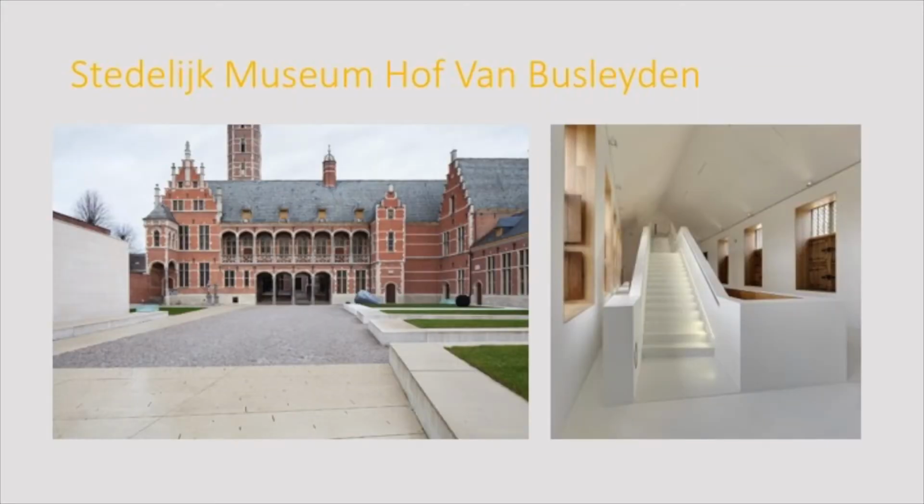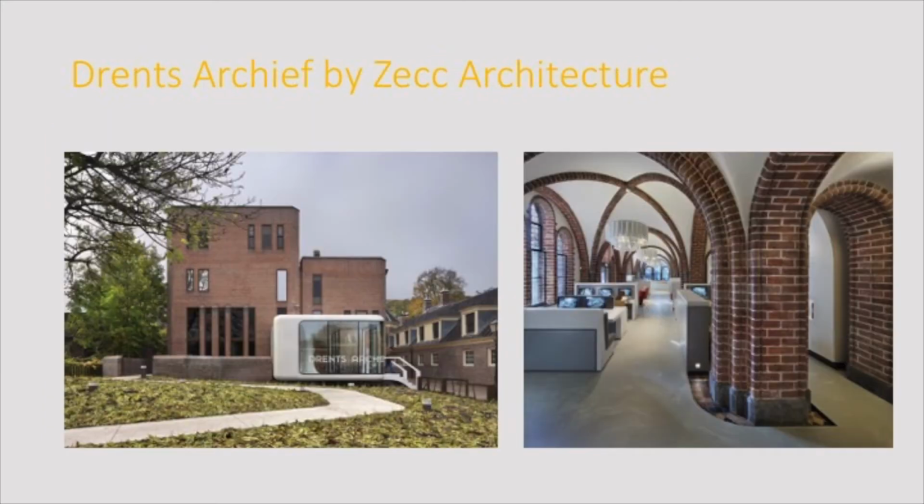The renewal of the Stedelijk Museum Hof van Busleyden started in 2013 in Mechelen, Belgium. It replicates the late Gothic style and consists of 3 spaces and has kept the cultural heritage of the building. Zek Architects renovated Drent's archive in 2011 with the idea of connecting the present and future visitors with the past, with Gothic style ceilings into a more modern style, such as glass cubes for rooms.